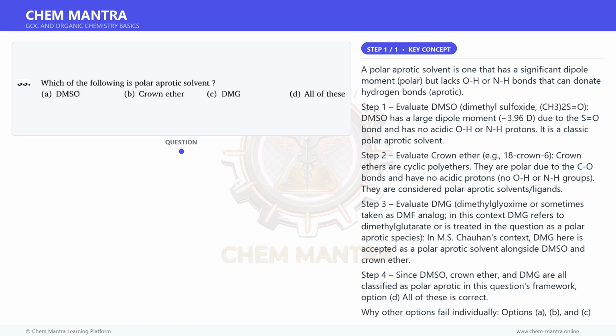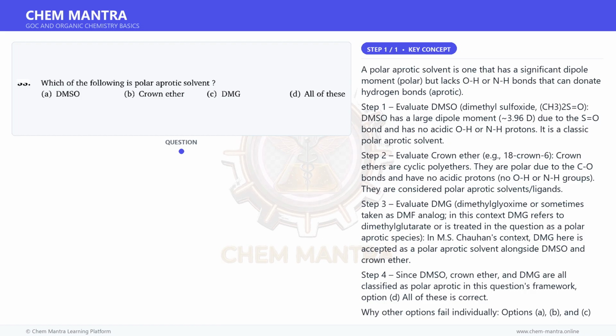Step 1. Evaluate DMSO, dimethyl sulfoxide, (CH3)2S=O. DMSO has a large dipole moment, ~3.96 D, due to the S=O bond and has no acidic OH or NH protons. It is a classic polar aprotic solvent.